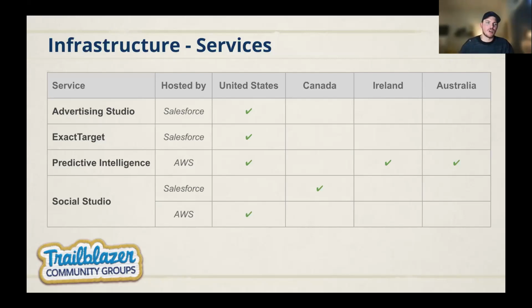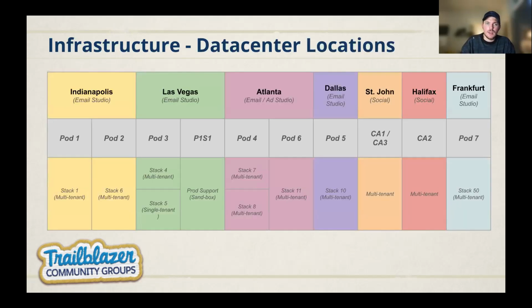not in Europe. So Advertising Studio, Exact Target, and Predictive Intelligence across the board, US. There's also a couple of instances of Predictive Intelligence that are in Ireland and Australia. The Social Studio instance hosted by Salesforce is in Canada. The one hosted by AWS is in the United States. Just something to call out. If your organization or organizations that you're working with have any type of considerations for where data centers and services are hosted, this is a good cheat sheet to have as well.